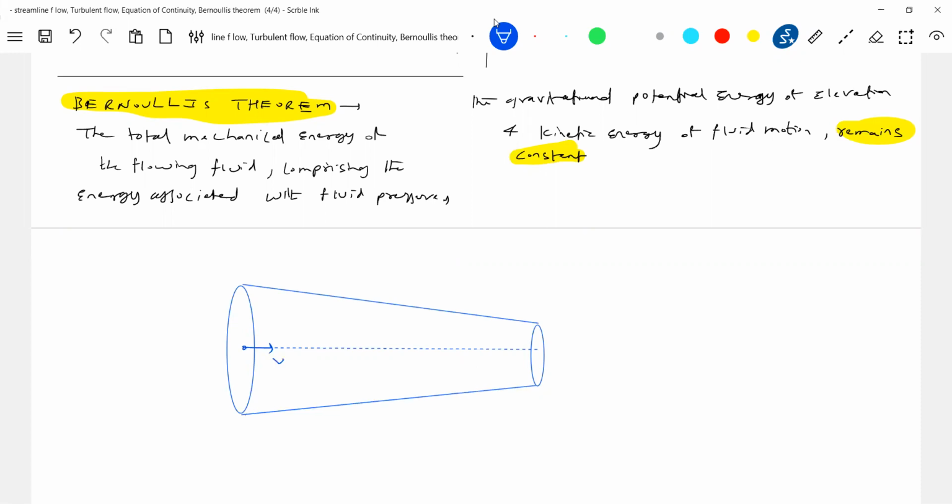So initially, let me take the same level. So there's a point 1, point 2. What he's saying is total mechanical energy E1 is equal to E2. In what all forms can the fluid possess energy in a flowing fluid? Pressure energy, gravitational potential energy, kinetic energy, per unit volume. Similarly, P2 plus U2 plus K2. Overall mechanical energy remains constant.